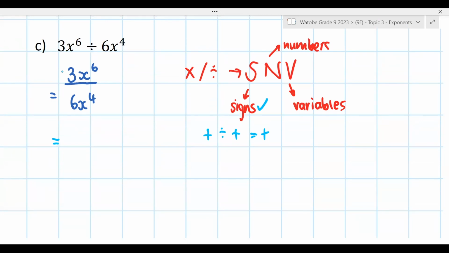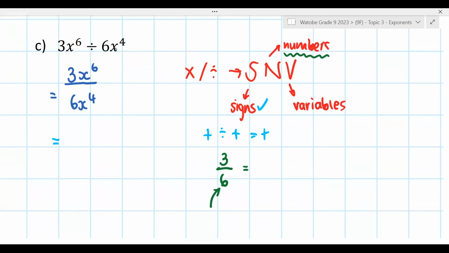I don't actually need to stress about it because everything was positive. There's no problem. Now I move on to my numbers. So the numbers that I'm dealing with are 3 divided by 6. Now, guys, what we need to be careful of is the fact that my denominator is bigger than my numerator. The second that happens, I'm probably going to have a fraction, or I am definitely going to end up with a fraction, not an integer.